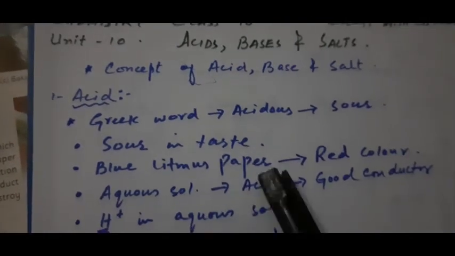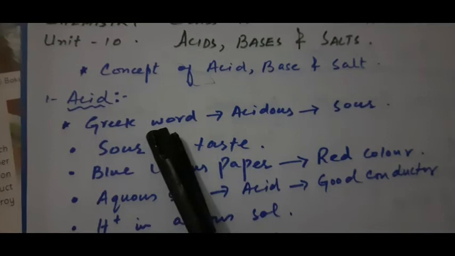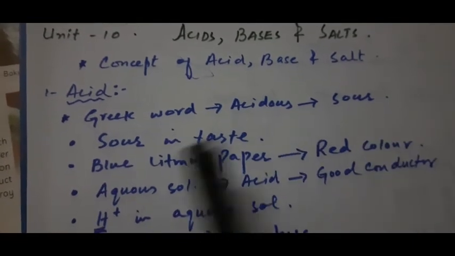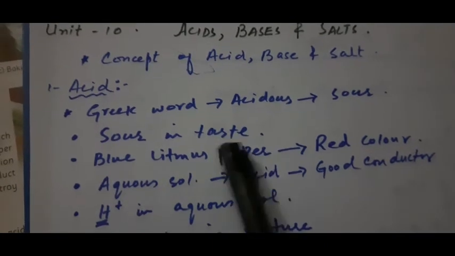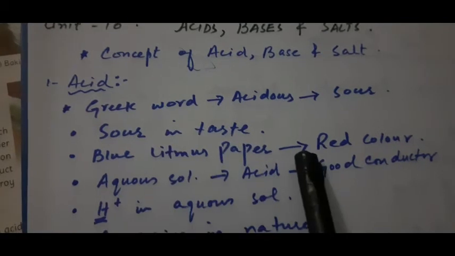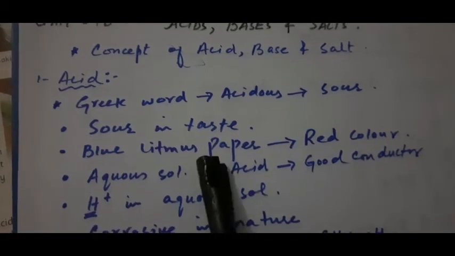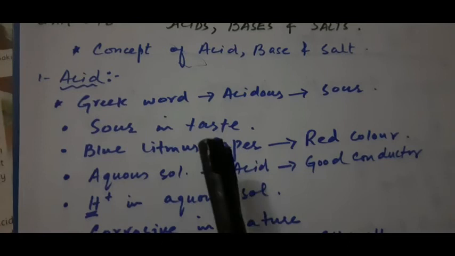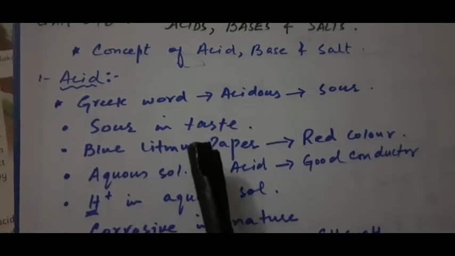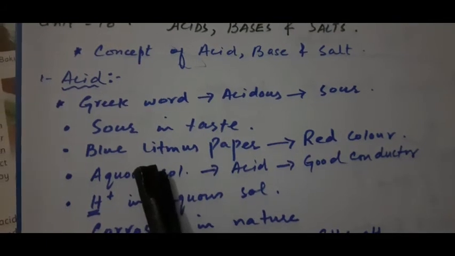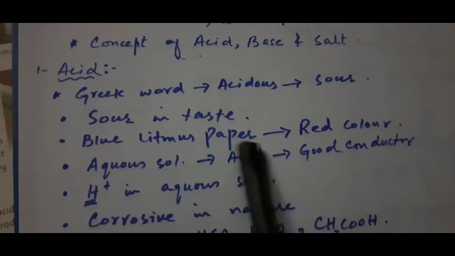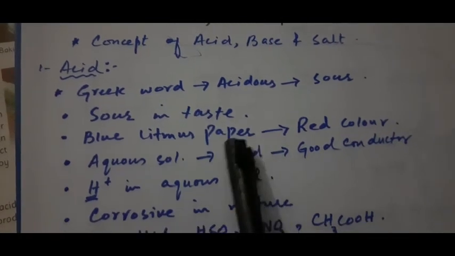Now the word acid is derived from the Greek word acidus, which means sour. So they are sour in taste. And what is the indication of an acidic solution? They turn blue litmus paper to red color. We use litmus paper, and litmus paper is an indicator which tells us about the solution, whether it is acid or base. So we can say that litmus paper is the indicator, right?